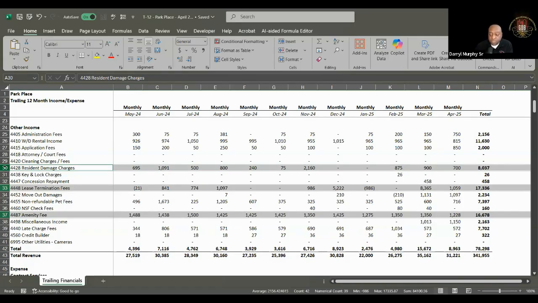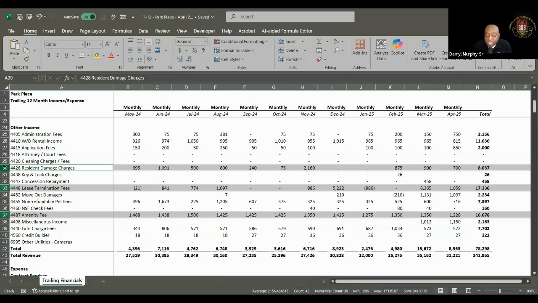Anything else? Oh, Mr. Jarman did say to find out what that amenity fee is, because that's a big amount, $16,000. If that goes away, that could be trouble too. So you need to find out what that amenity fee is. Mr. Jarman is absolutely correct on this.